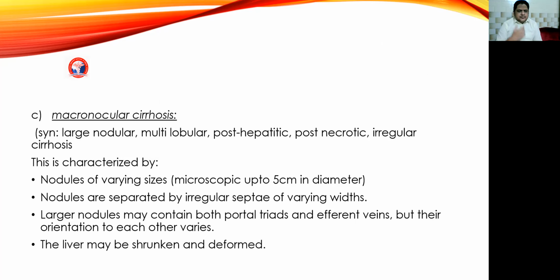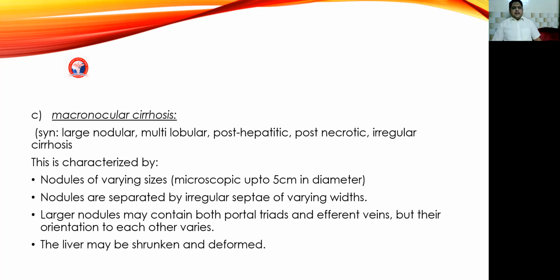Next, macronodular cirrhosis. These are large nodules, multilobular, post-hepatitic, post-necrotic and irregular cirrhosis. This is characterized by nodules of varying sizes, from microscopic size up to 5 centimeters in diameter. These nodules are separated by irregular septae of varying sizes.